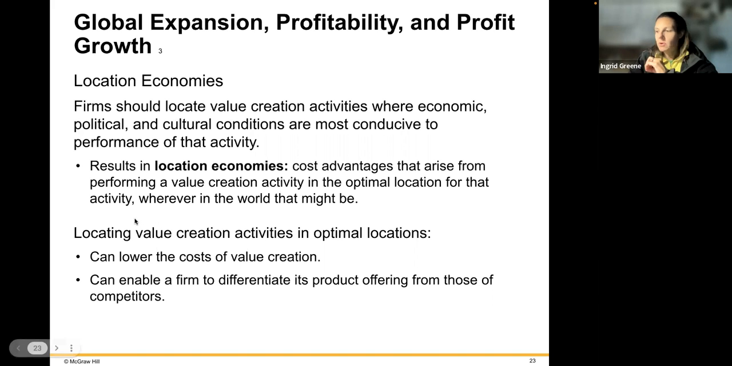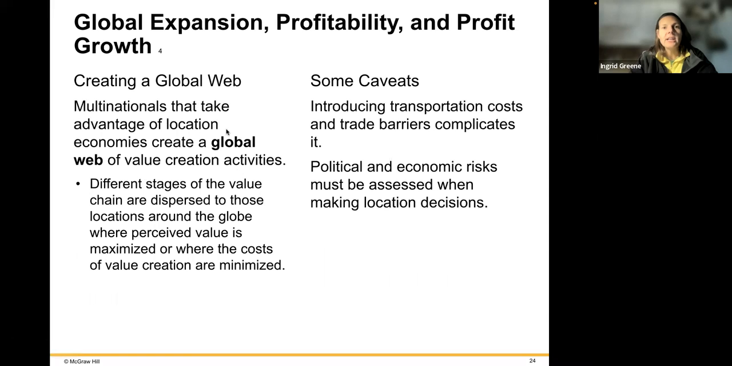Bangladesh is another example, with apparel production, right? A really cheap and efficient place to make shirts and clothing. So locating value creation activities in optimal locations can lower the costs of value creation, as I mentioned, or it can enable a firm to differentiate its product offering from those of competitors, right? So great. Creating a global web.